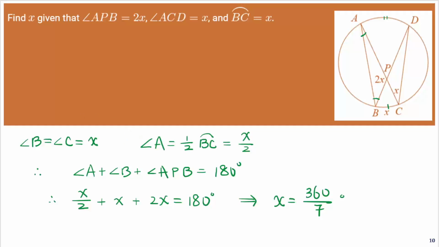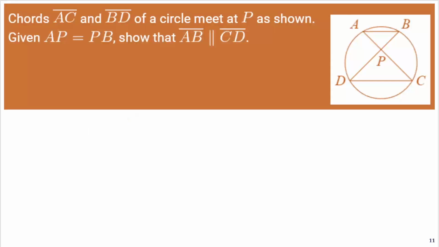Alright, then let's consider one last question. Chords AC and BD of a circle meet at point P as shown on the right, given AP equals PB. Can you show that AB is parallel to CD? It seems like they are parallel, right? But can you prove this?